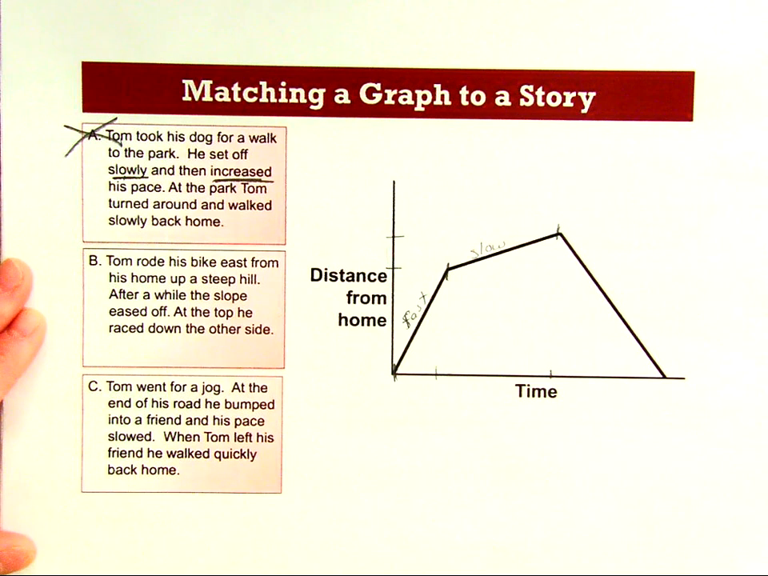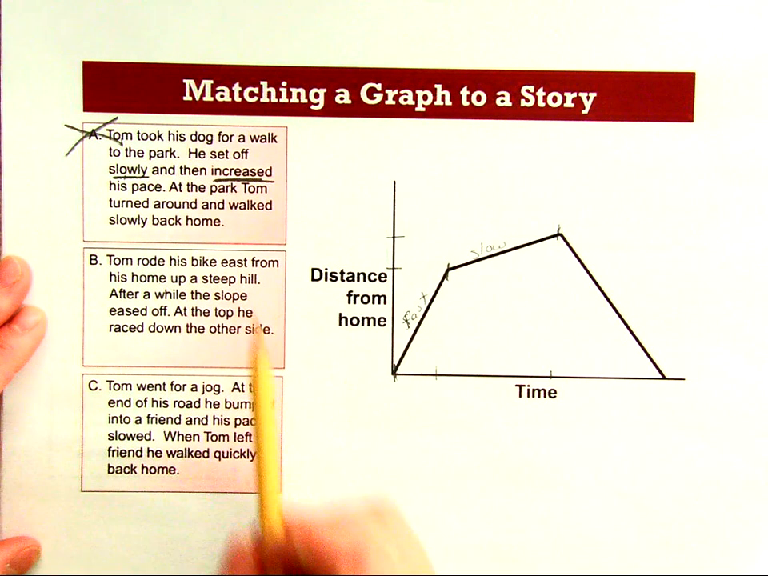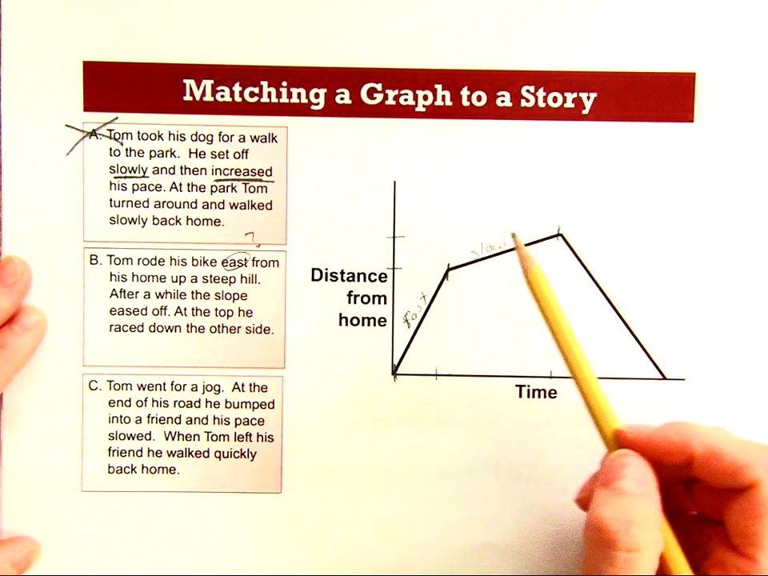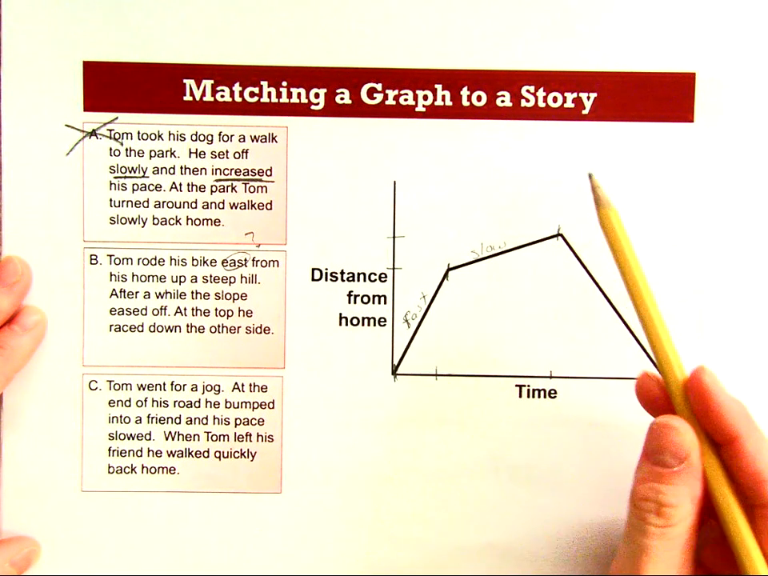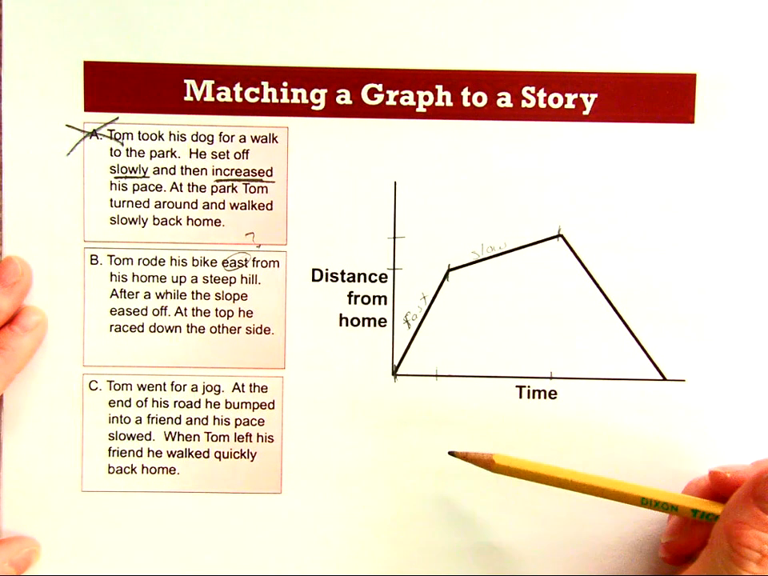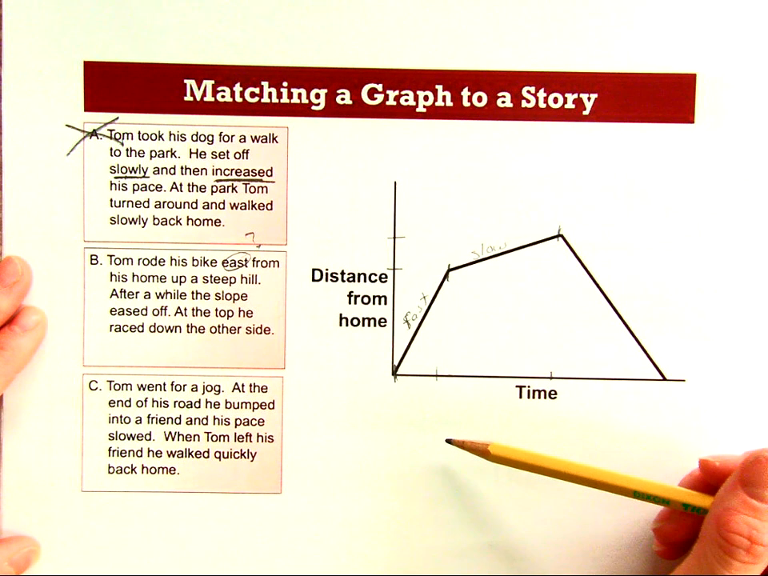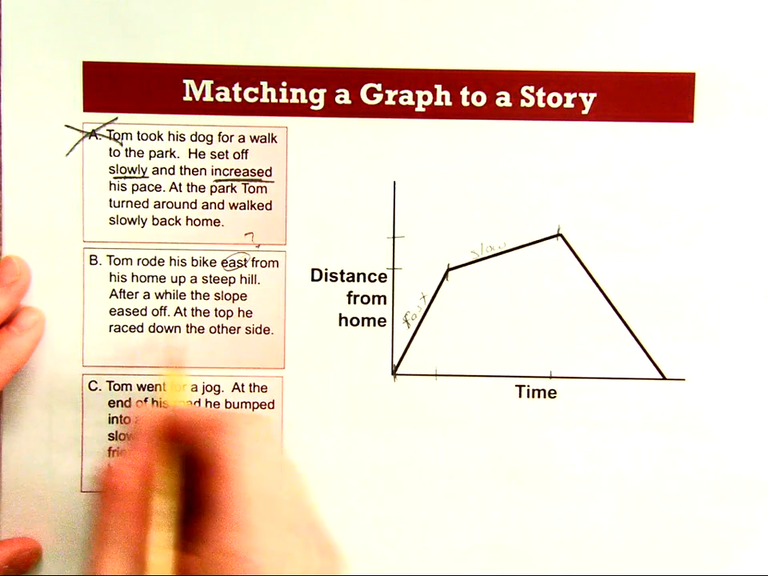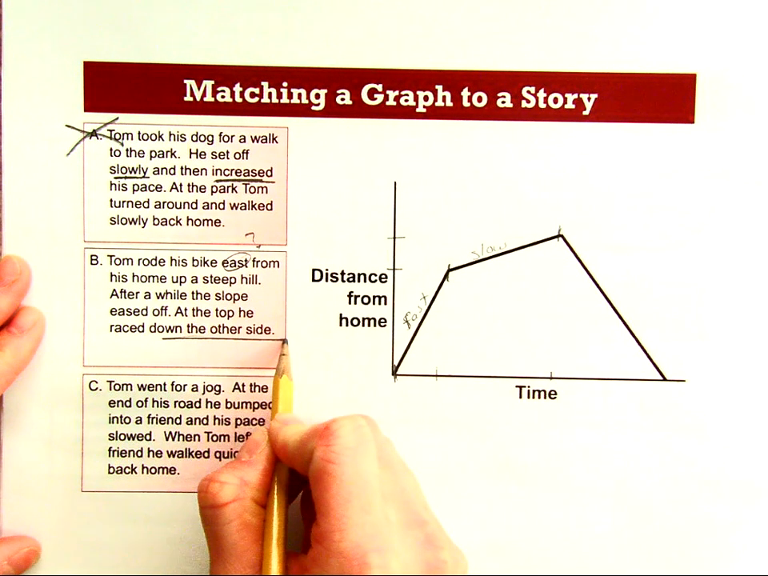Okay. B, Tom rode his bike east. Okay, we can't tell direction on a map, so that doesn't do anything for us. This is not a map, it's a graph. Up a steep hill, which still doesn't tell me very much. After a while, the slope eased off at the top and raced down the other side. So this tells me Tom's on the other side of the hill, so he's not home.